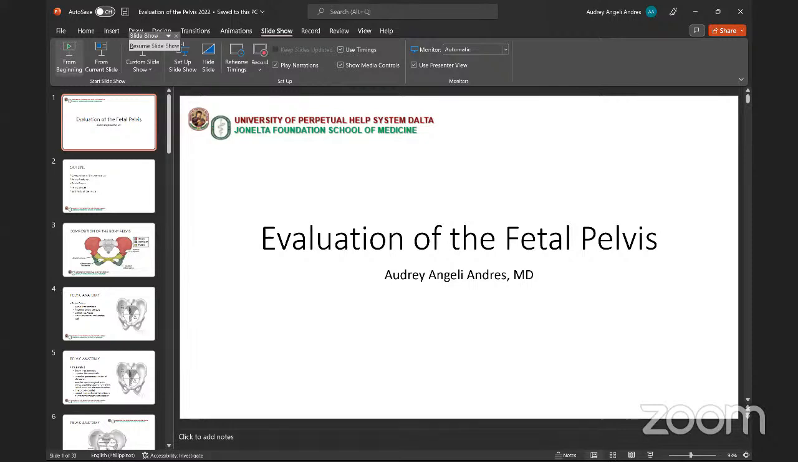What are the instances where we suspect that the mid-pelvis is contracted or has problems? As we have mentioned, if your ischial spines are prominent, this would pose a problem for passage. Also if your sidewalls are convergent, you have a sacral hollow sacrum, and you have an interspinous diameter of 8 centimeters. Next would be the outlet.